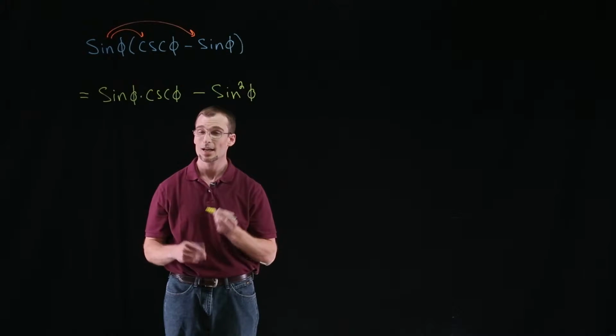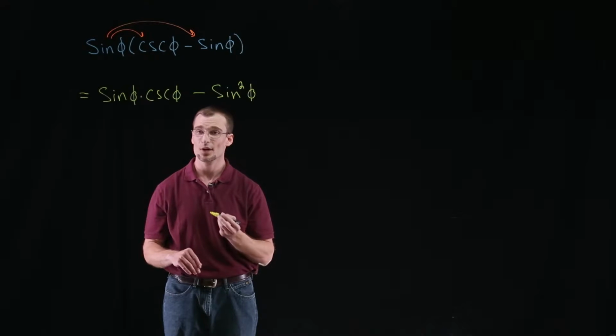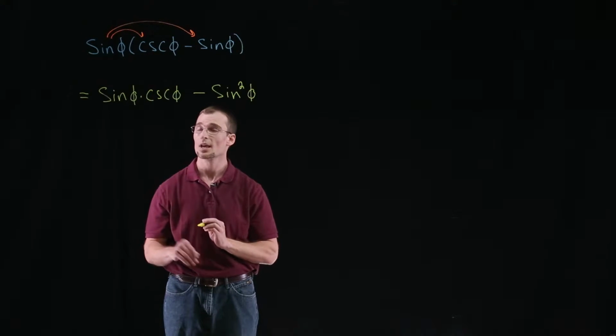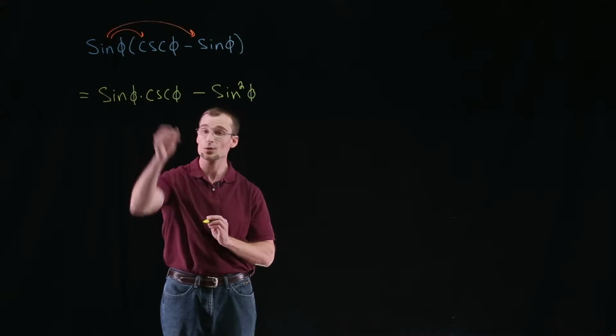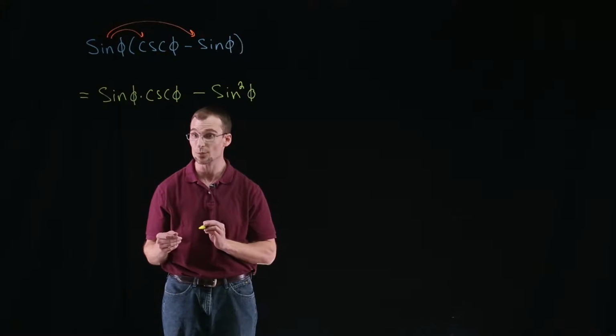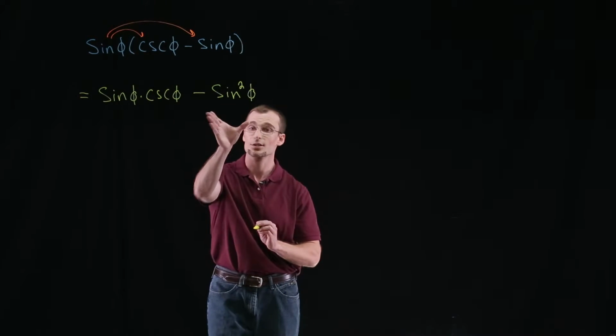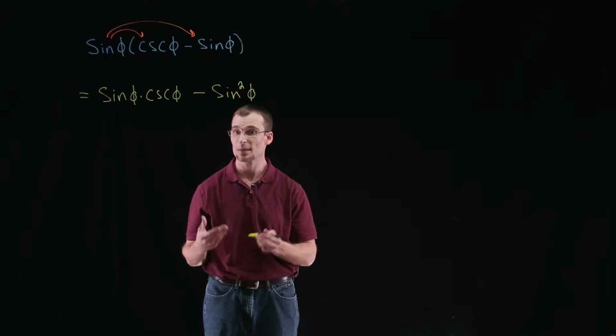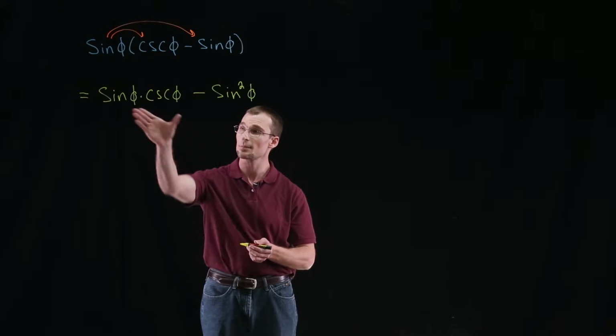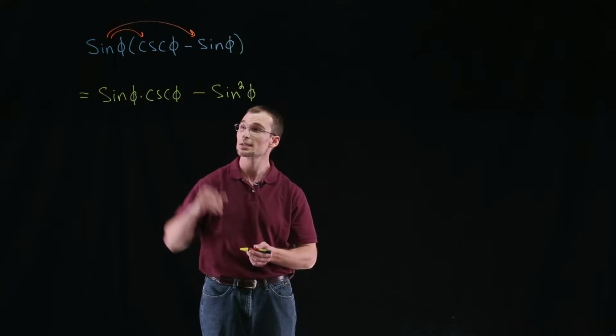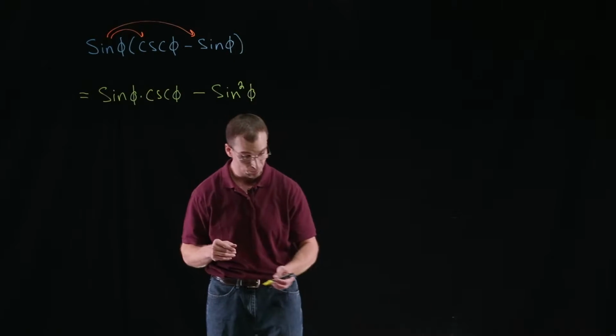So we've multiplied this through, and now we want to apply our fundamental trig identities to try and simplify this. A good rule of thumb is to try to just do one piece at a time. Now we have sine phi times cosecant phi, which we know as being reciprocals of each other. And we have sine squared phi, and we know we have an identity, namely a Pythagorean identity, dealing with that. But like we said, we're going to take one piece at a time, and we'll start with the simpler of the two, sine phi times cosecant phi.